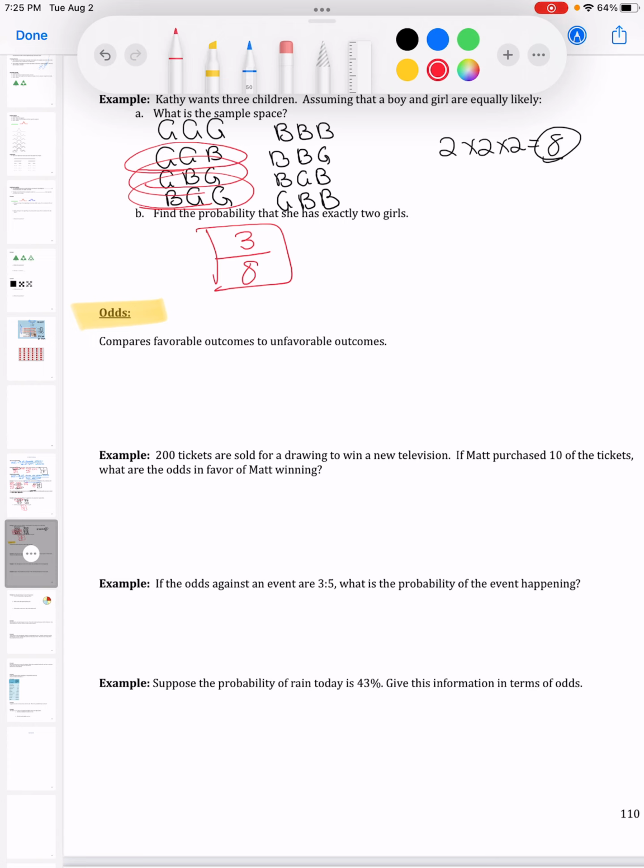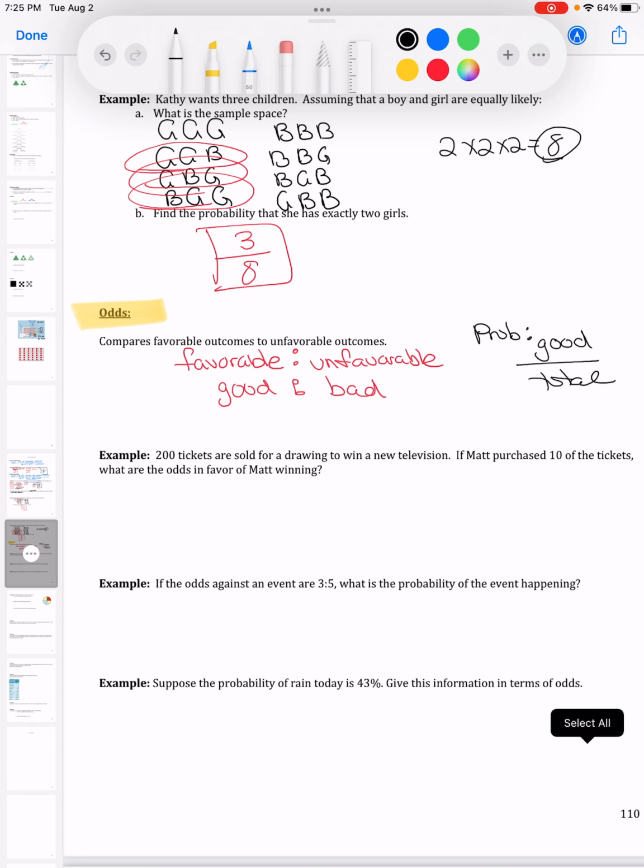So very similar with odds. Odds compares the favorable to the unfavorable. So I'm going to write that out in the format. We usually see odds with the colon. Now that's the technical term. I always tell people it compares the good stuff, the stuff we want to have happen, to the bad stuff. Just to relate it back to probability, the probability of an event always uses the total, and then it has the good stuff up front, so it does not have any of the bad information in it. But we can go back and forth between these.